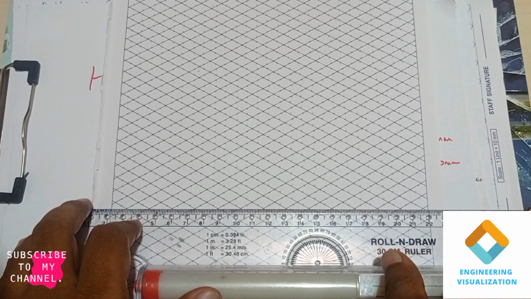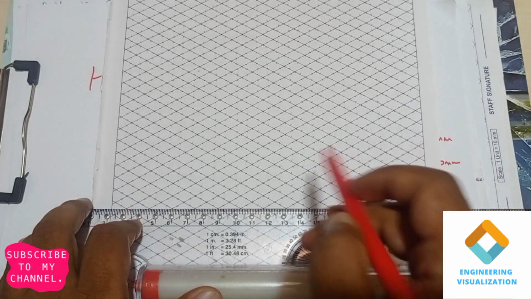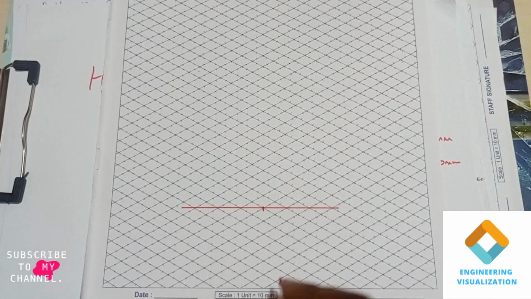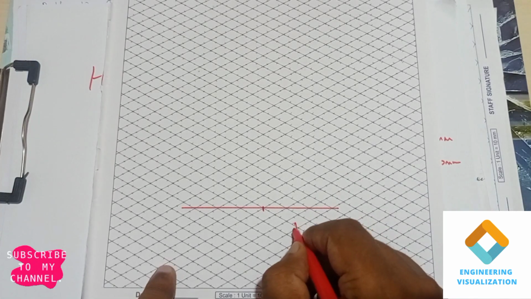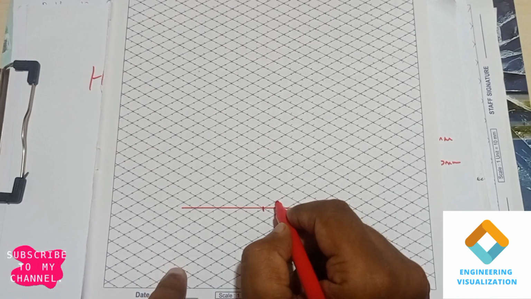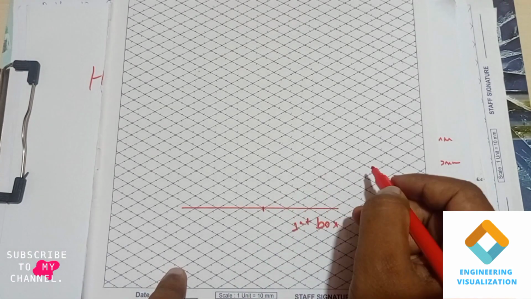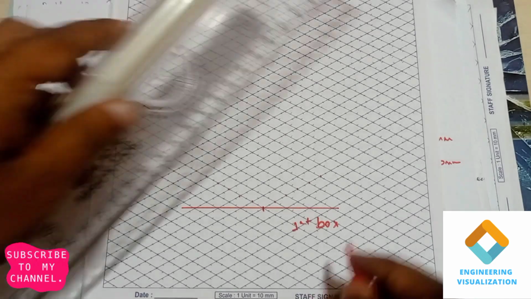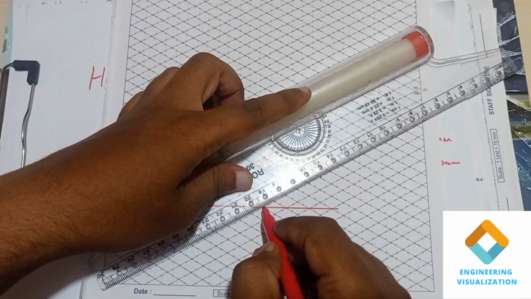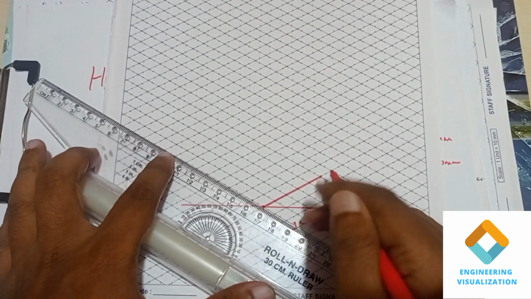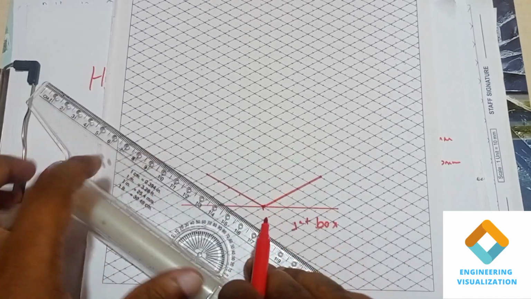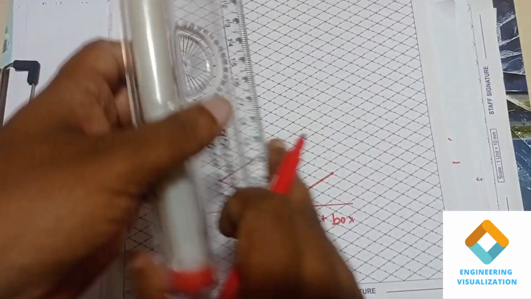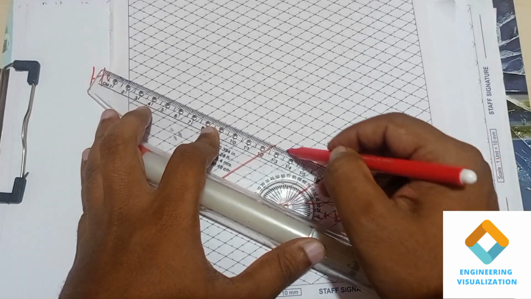So we can draw the reference line properly. At the intersection of the boxes here, mark one reference point. Now count the boxes here. The cube we need to construct is of dimension 50, that means 5 boxes here, 1 2 3 4 5, and this side also 1 2 3 4 5. So the bottom face of the cube is completed.